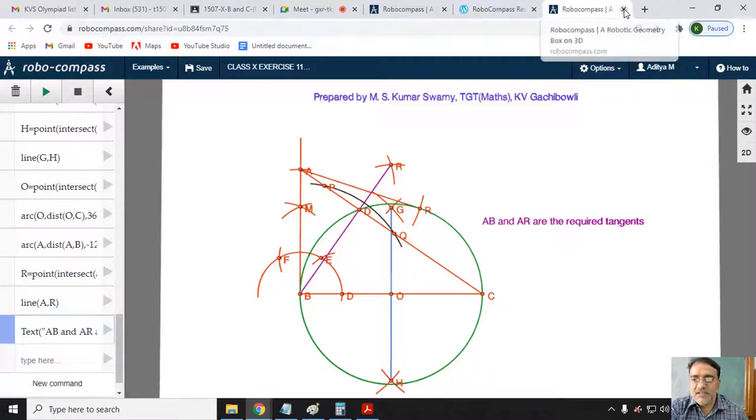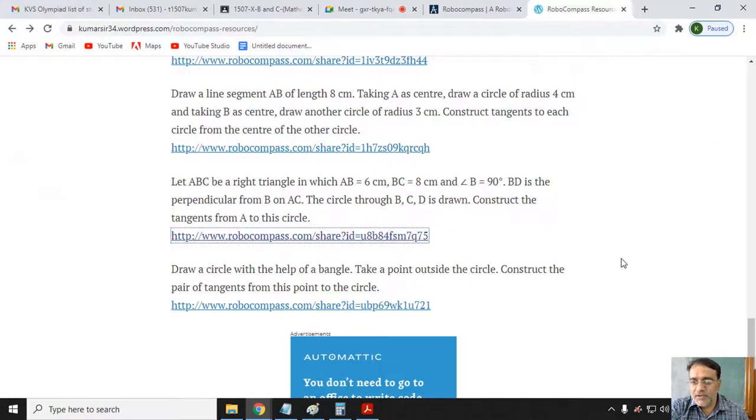No, sir. This construction is not important for your board exam. Even this is also not important. Draw a circle with the help of a bangle. Take a point outside the circle. Construct the pair of tangents from this point to the circle.